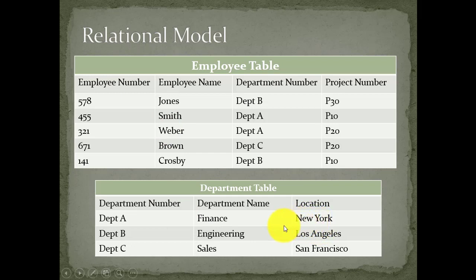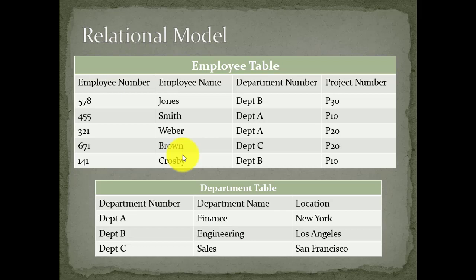Similarly, I can say how many employees there are in, say, the sales department. Okay, so I can see that the sales department is department number C, and there is only one department C entry in the employee table, and I can say that Brown is the only employee of department C. So very much similar to that, if such kinds of tables are available, I can easily answer these kinds of questions. And the reason behind it is the relational model.